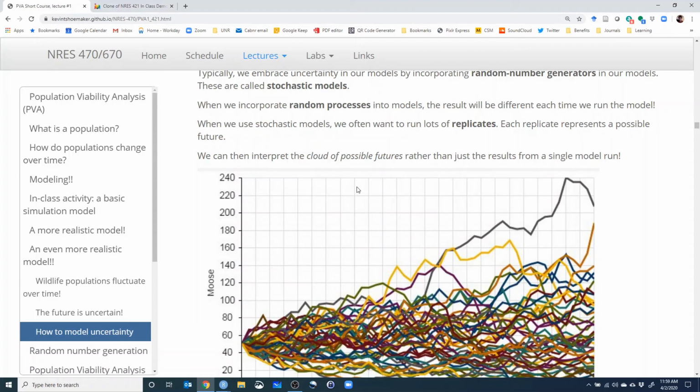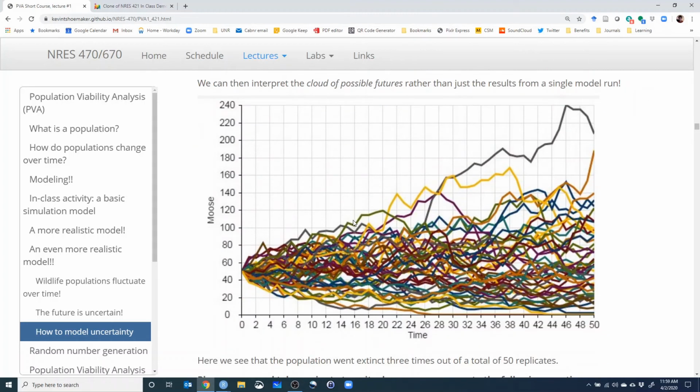And one of the things that is going to happen, and we'll see how this works, is that every time we run the model, it's going to look just a little different. So my model is going to look different from your model, and then the next time I run the model, it's going to look different from the time before. We can then interpret not just a single run of, say, 50 years in this case. We have to interpret a whole bunch of runs at the same time. So it's very convenient to overlay all these possible futures. Each one of these scenarios represents a possible future for this population.